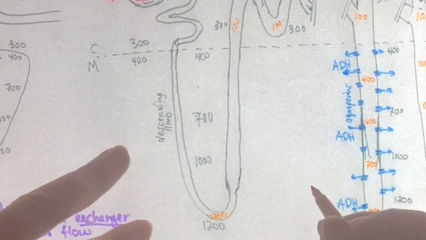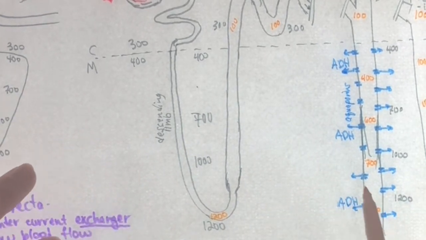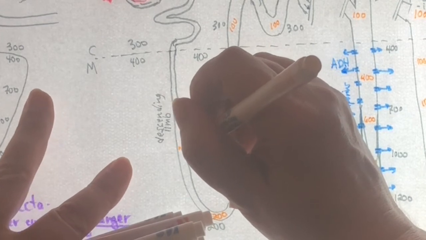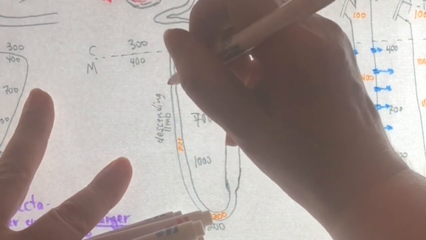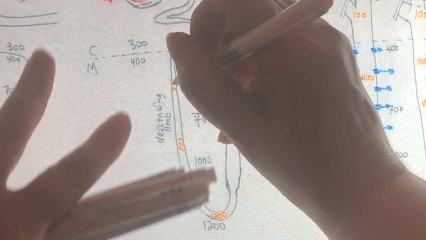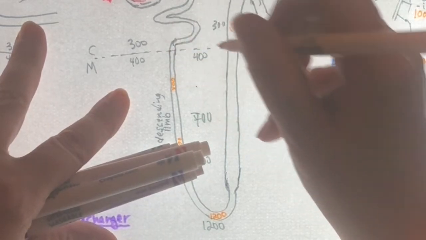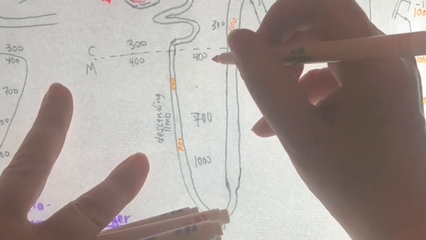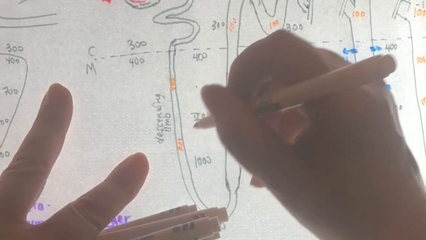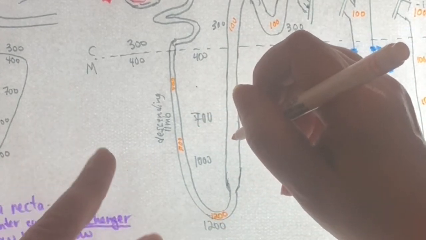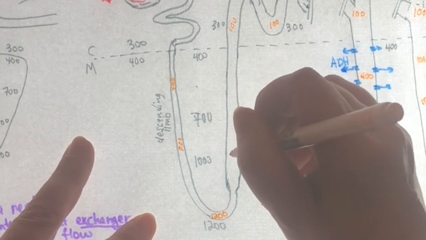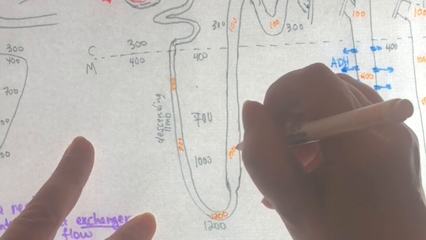Let's go ahead and move on to discussing how we got to that very dilute filtrate in the first place. We're going to fill in some numbers, zeroing in a little bit because we had to get really small with these numbers. So what happens is we have filtrate. The filtrate is going to be at about 300 as it enters into the nephron loop. But as soon as it gets into the descending limb of the nephron loop, it's going to become saltier and saltier. And we'll talk about how.